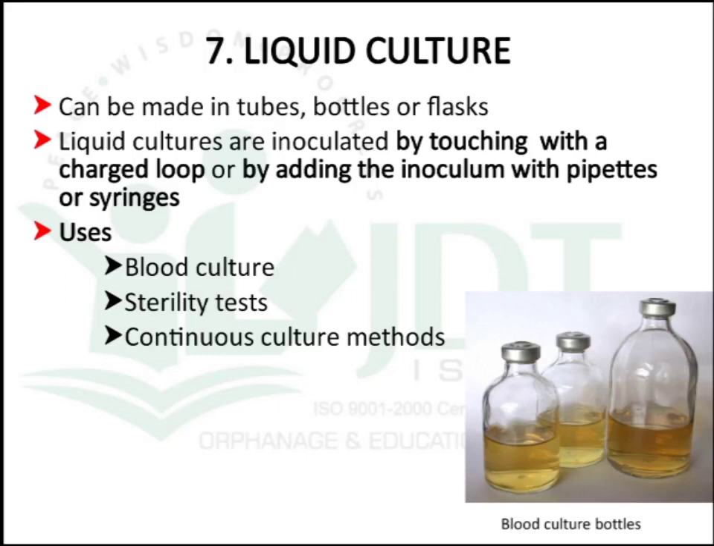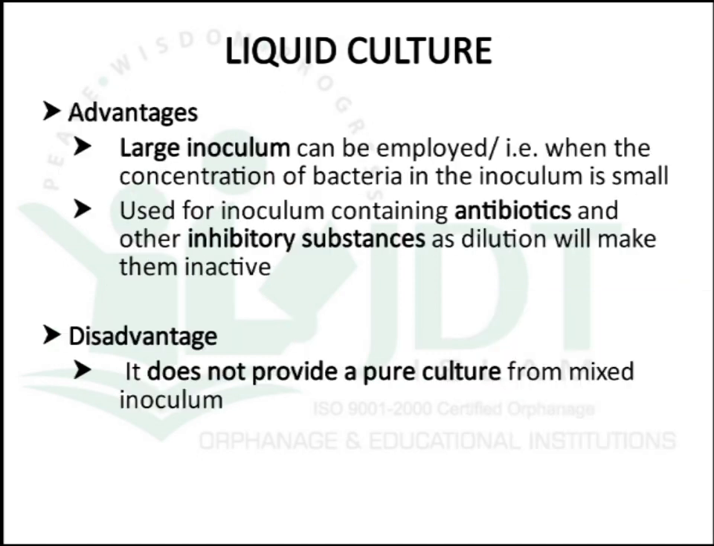Now the next method is liquid culture. In this we can do the culture in a tube, bottle or flask, etc. The liquid culture is inoculated by touching with a charged loop or by adding inoculum with a pipette or syringe. These are mainly used to culture blood as well as for sterility testing and continuous culture. The main advantage of liquid culture is that we can use a large volume of inoculum.